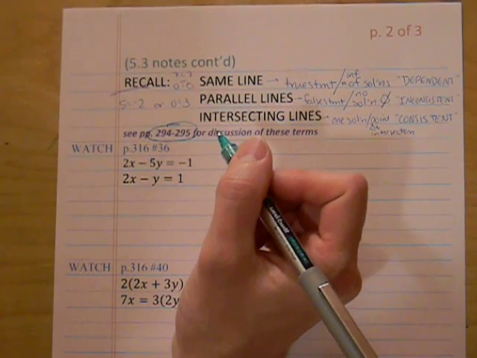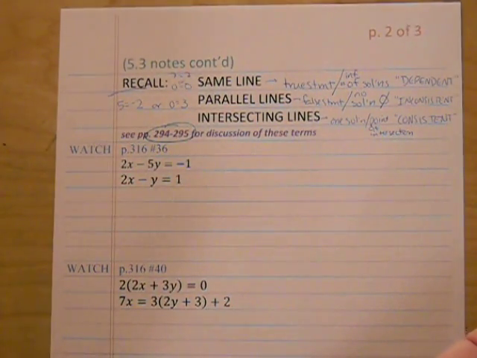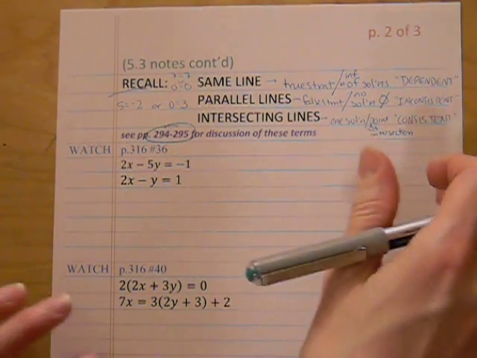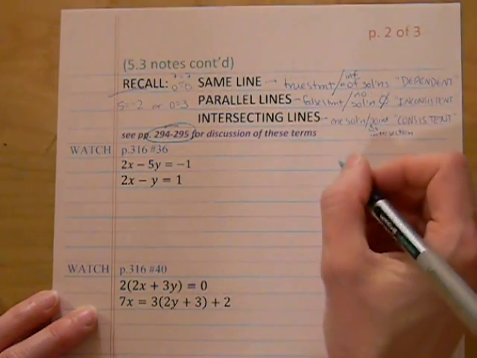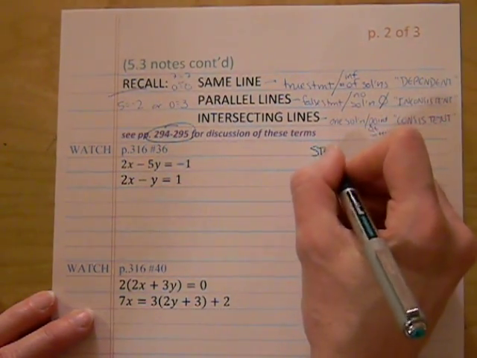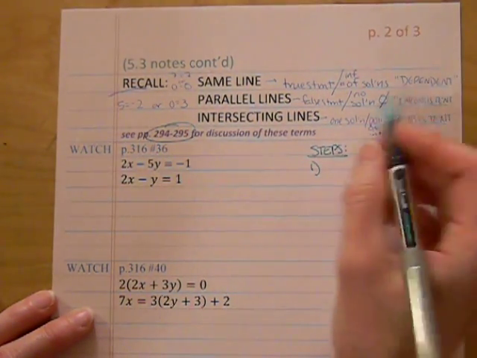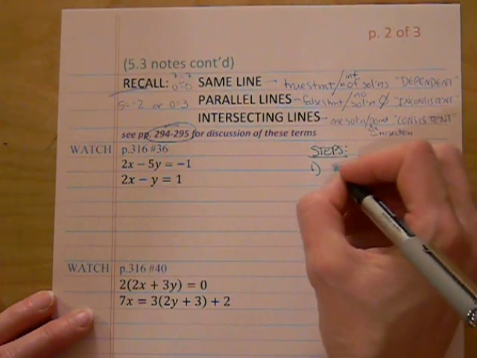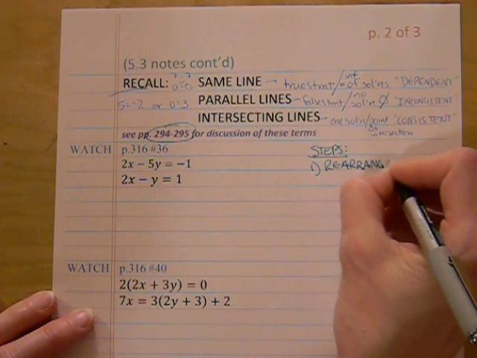Let's try an example, page 316, number 36. And the steps actually should show up on your notes. The particular copy I printed out here doesn't have them, so let's just rewrite those really quick. The steps here, they should be on your notes. Hopefully I loaded a copy for you that had these. You need to rearrange to standard form.